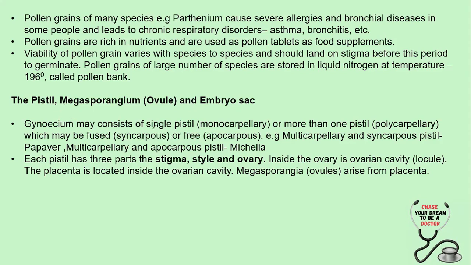Gynoecium may consist of a single pistil. What do you call the single pistil? Monocarpellary. Or it may consist of more than one pistil. What is it? It is polycarpellary. Sometimes if the pistils are fused, you will call them a syncarpous condition. If the pistils are free, you will call them the apocarpous condition. Very important. Monocarpellary, single pistil; more than one pistil, polycarpellary. If they are fused, it is syncarpous. If they are free, it is apocarpous.